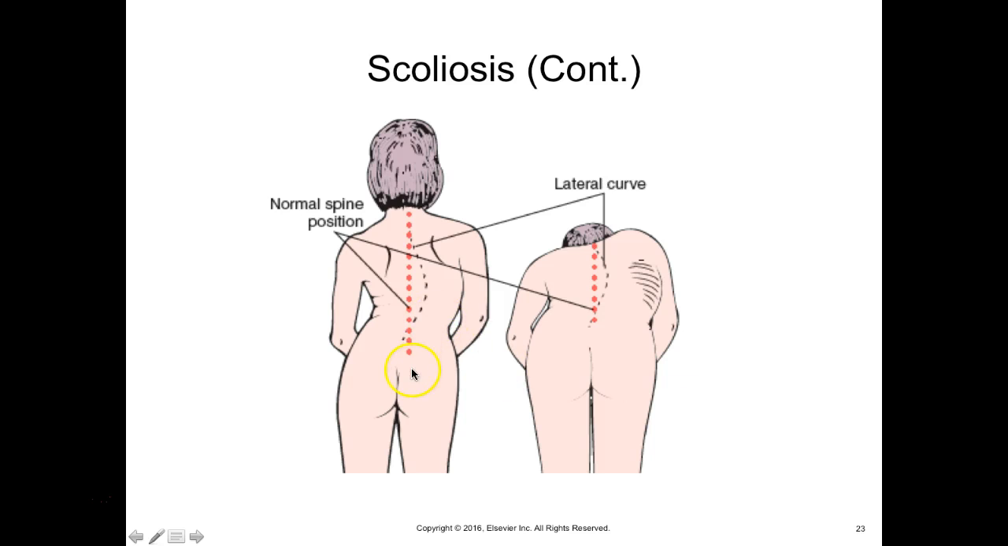All right, so this is the normal spine position in the red, and then this is the spine with scoliosis. So it's a lateral curvature. And this is a test that they do in children. I remember in elementary school having to stand, and the school nurse took a look at our backs as we bent forward to make sure everything was aligned.